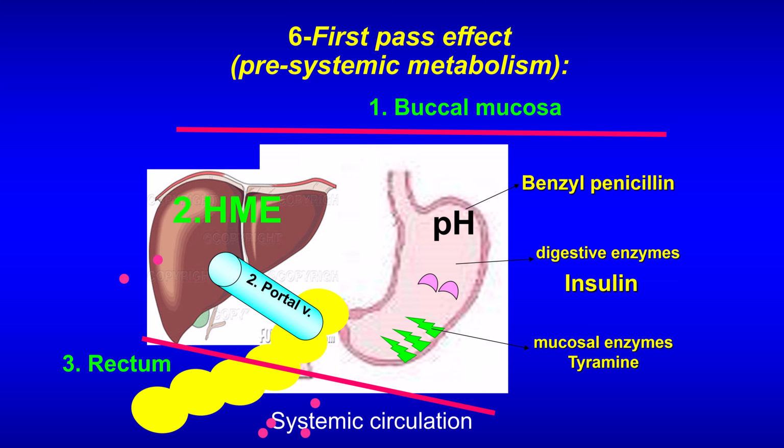Examples: benzylpenicillin, susceptible to degradation in the stomach and liver. Insulin, broken down by digestive enzymes, requiring non-oral administration. Tyramine, metabolized by mucosal enzymes. The first-pass effect can impact the bioavailability of drugs, necessitating alternative routes of administration or dosage adjustments.